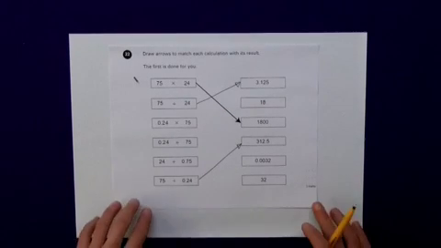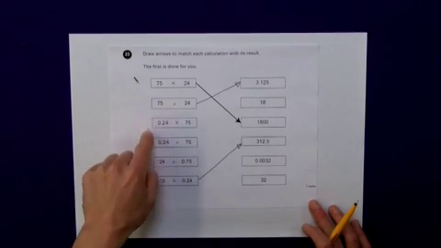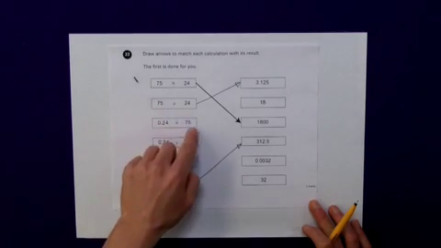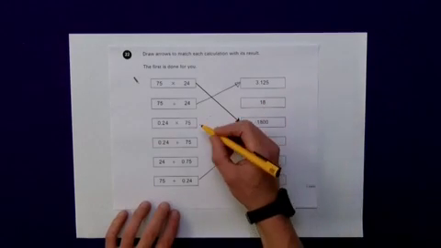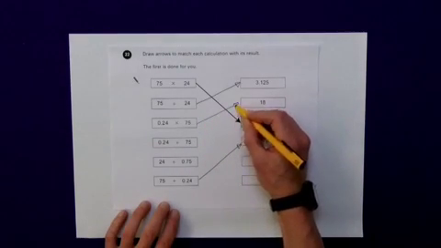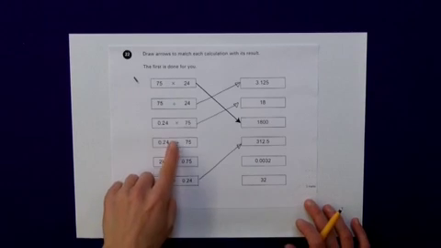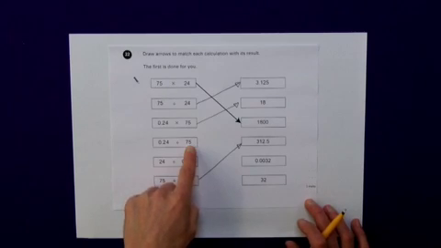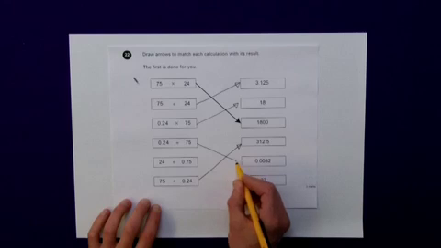My next one, using again my knowledge that 0.24 is nearly a quarter: 0.24 times 75. What's a quarter of 75? Well, the only one that could be close is 18. So that's that one. Nearly done. I'm going to take a bit of a guess at this one. 0.25 divided by 75, a small number divided by quite a large number, is going to be a really, really small number. And out of all of this lot, that's the only one.